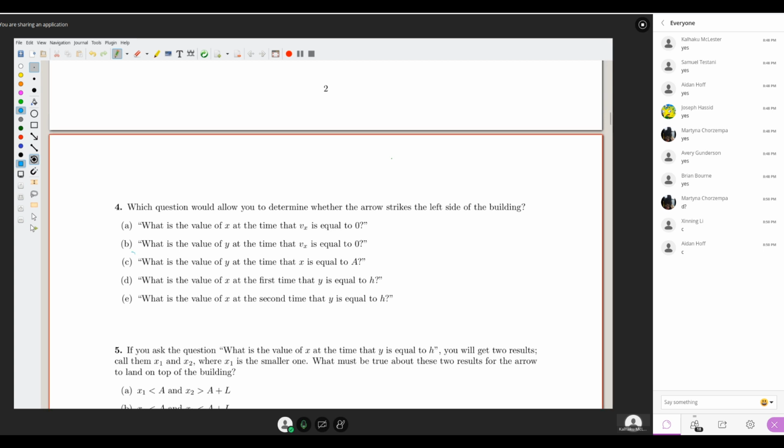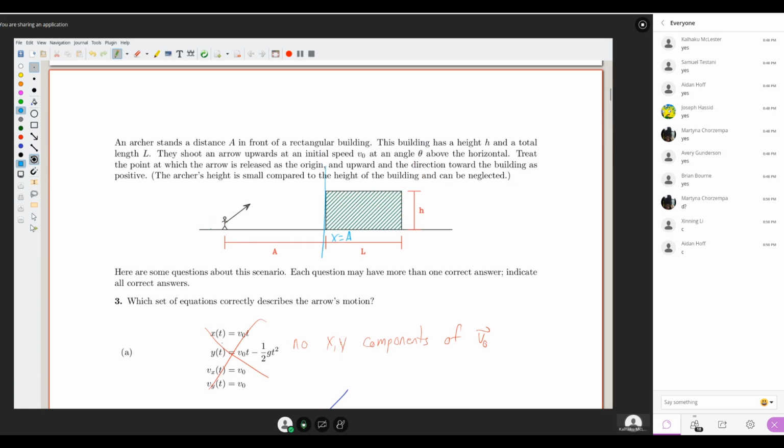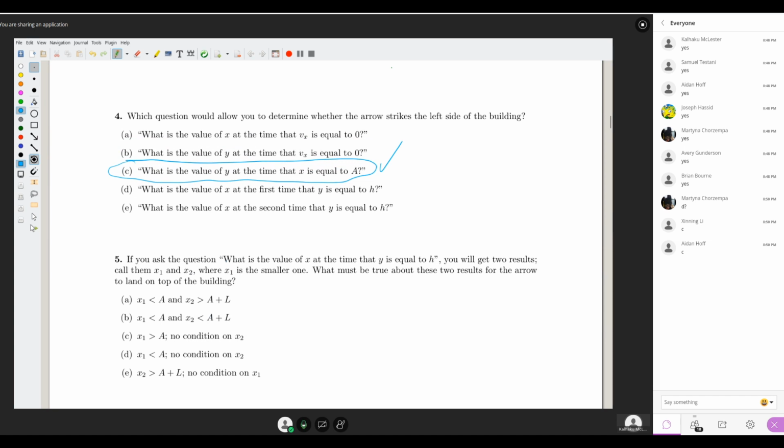Choice C is the most obvious one. We're simply asking at the time when the horizontal position is equal to the side of the building. So this line that I'm drawing in blue is x equals a, and we're simply asking how high the arrow is up off the ground. If we get a negative answer, then if the ground weren't there, it would have gone through the ground already. If we get a positive answer, then it's above the ground, and if we get an answer above h, then it's gone over the building. So this one obviously works. Are there any others?